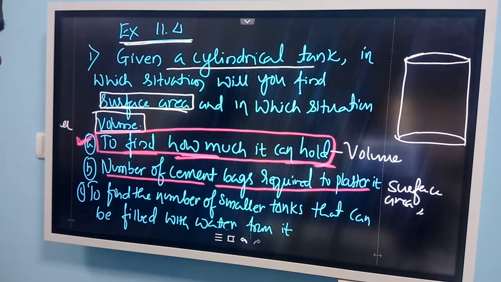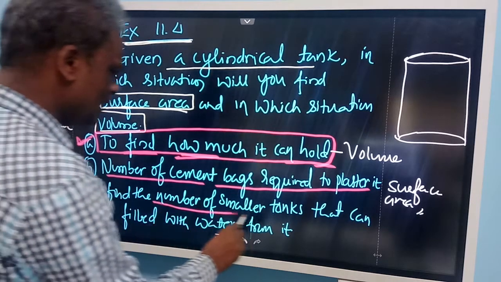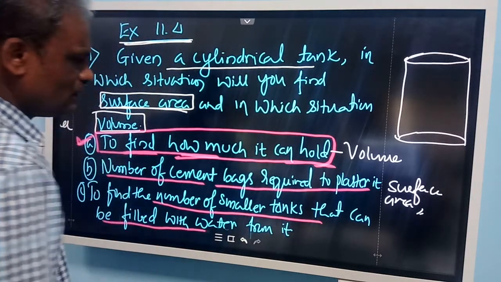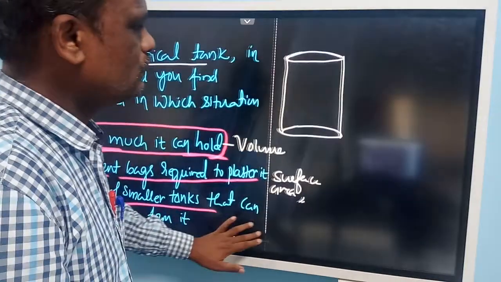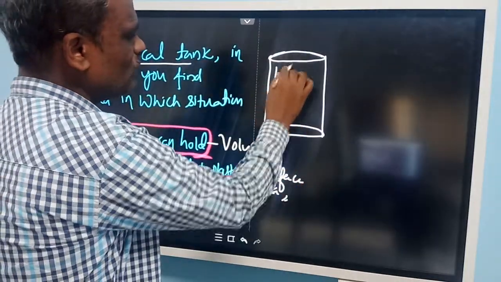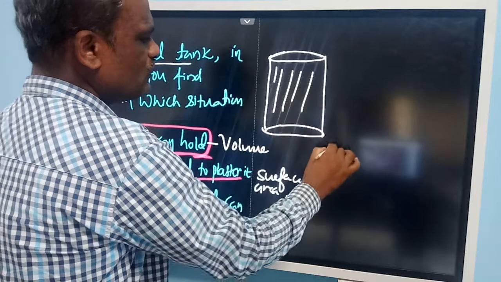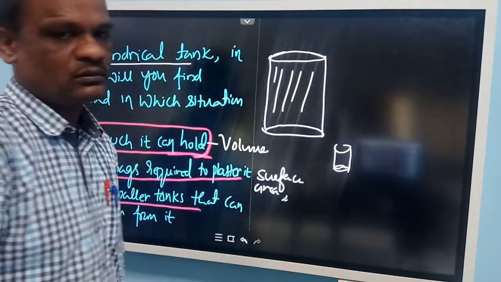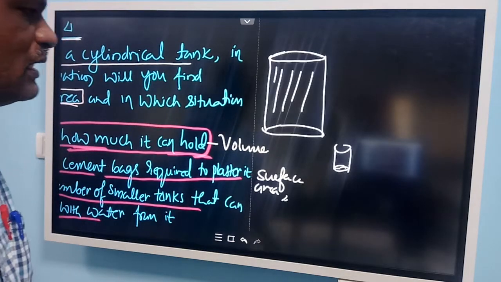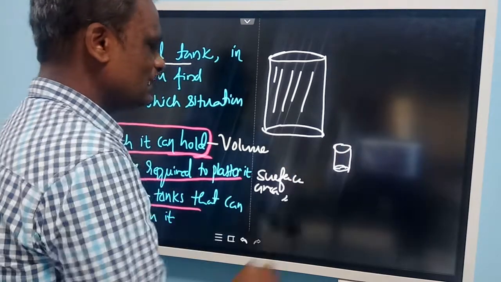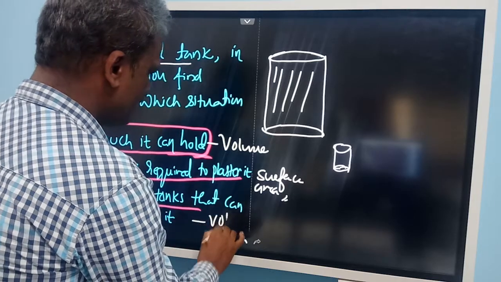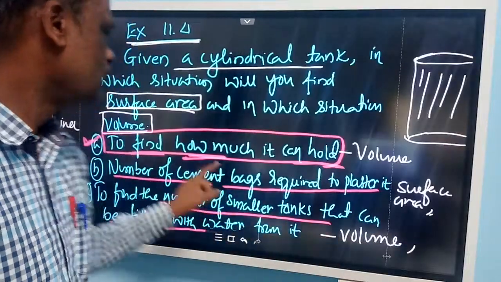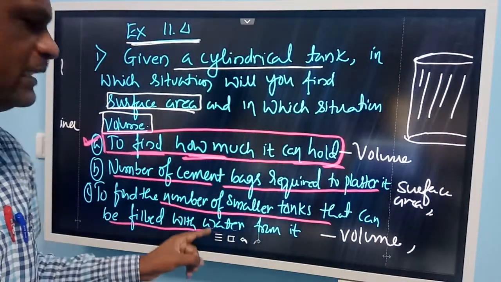Let us go to the third situation: to find the number of smaller tanks that can be filled with water from it. Let us assume this contains water. Now you have to take smaller cylindrical tanks, and water should be filled into the smaller cans from this. It is related to volume. We have to find the volume here. The first situation is volume, how much it can hold.